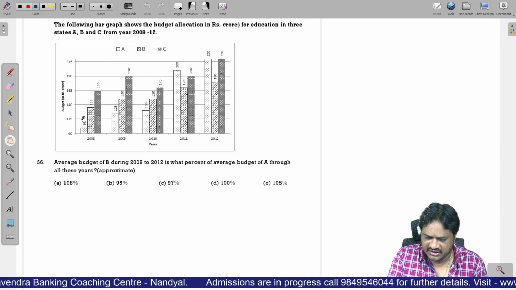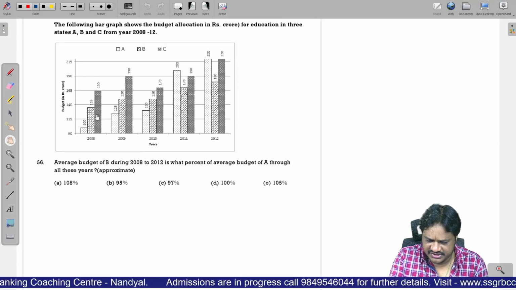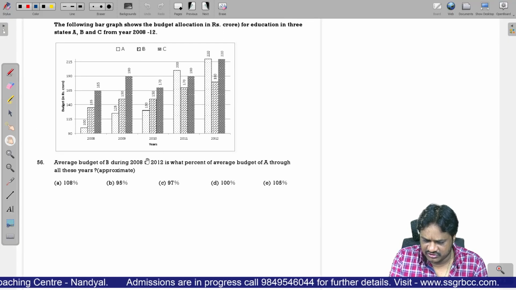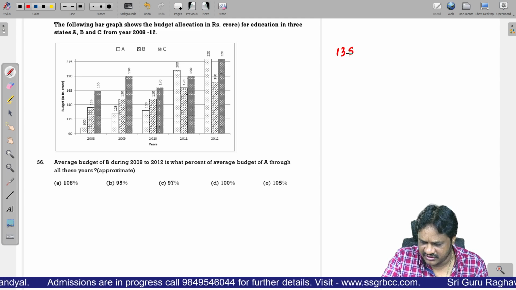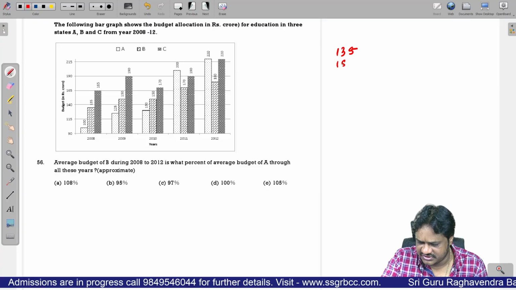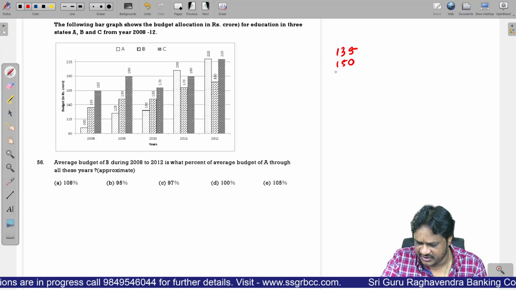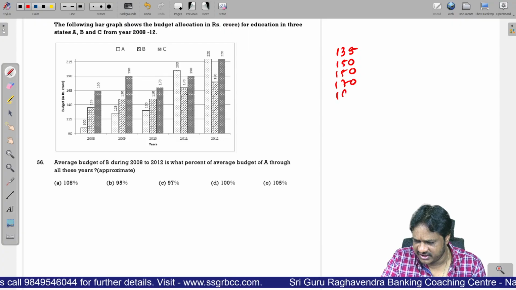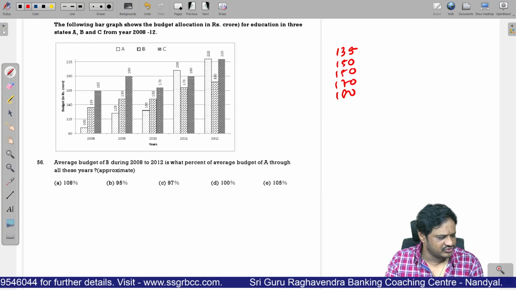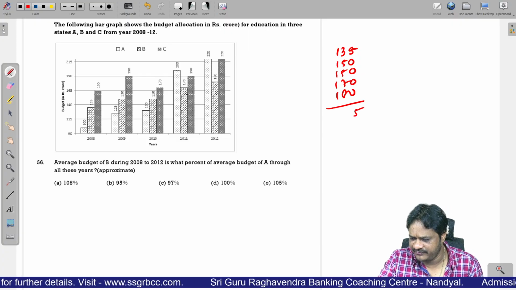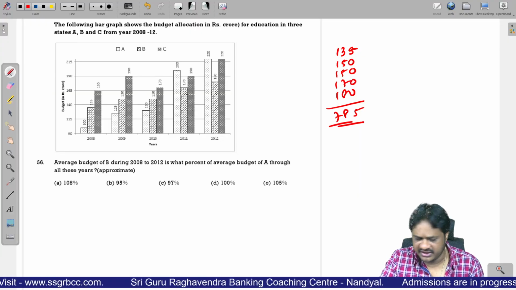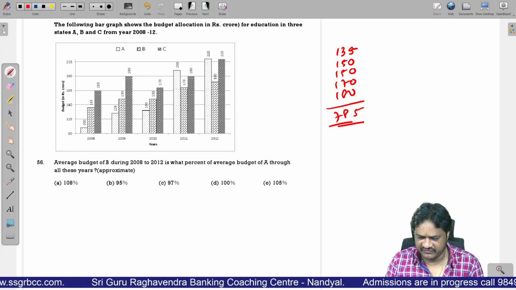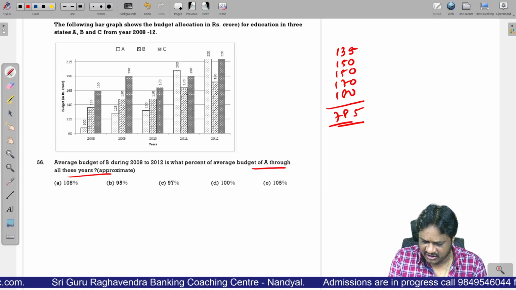See here, this is A, B, C. Now B, 2008 to 2012. What are the values? 2008, 135. Next, 150. Next, again 150. Then 170. Then 180. If you do the total, we will get 785. Now it is A all over the years.